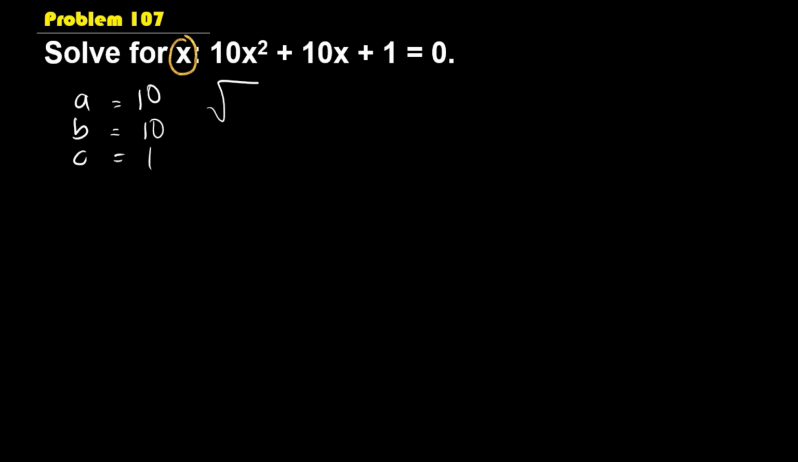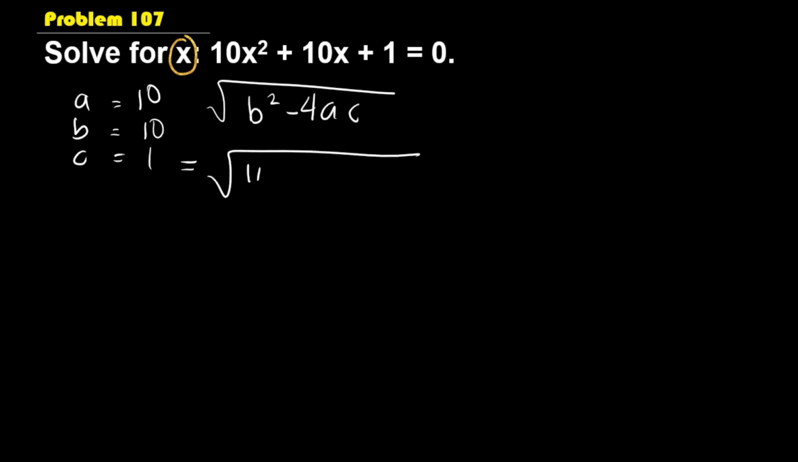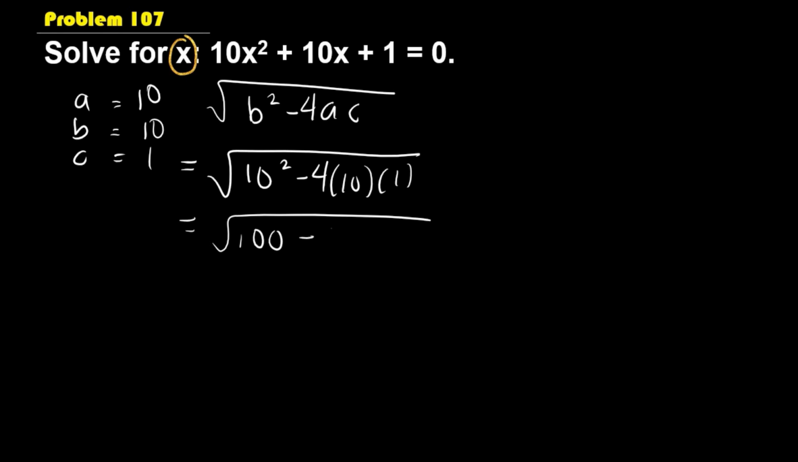Okay? Then, square root of b squared minus 4ac is equal to square root of 10 squared minus 4. Your a is 10 and your c is 1. So, this will be equal to 100 minus 40. Okay? And that will be equal to square root of 60. Yan. Okay. So, ito na muna yung value ni b squared minus 4ac natin.